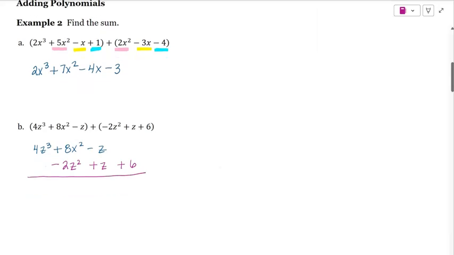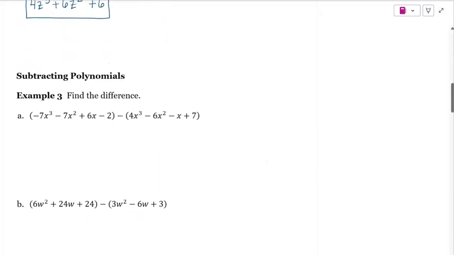Now I'm going to add these two together. I'll have 4z cubed. 8 minus 2 is 6, plus 6z squared. I've got a positive z and a negative z, so that's just going to zero out. And on the end there, I've got a plus 6. So this is my final answer.